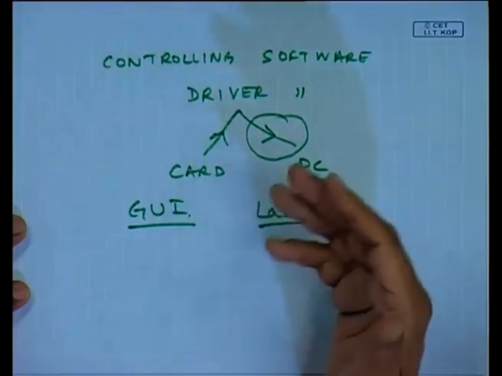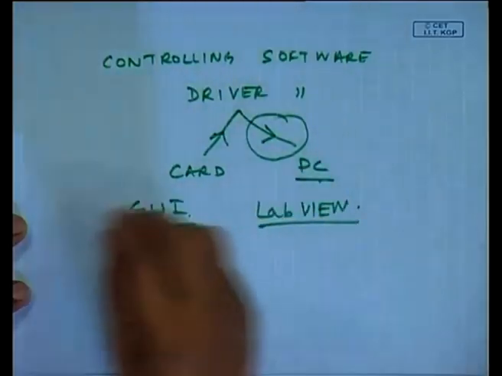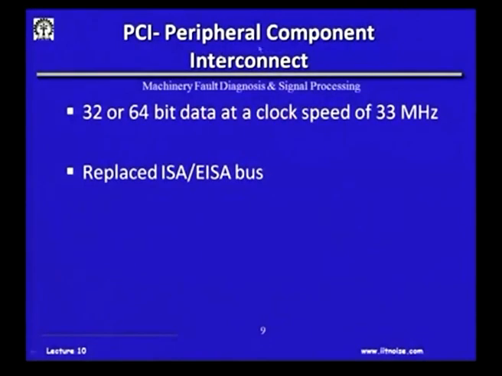Okay. So, as and when I go to the market to buy an A2D card, my objective is to transfer my real world machinery signal data, which has been measured by a transducer, in digital form quickly to my computer. I would have done a very nice conversion, but if I cannot transfer it to my PC, it is no good. And then we have this PCI, which is either 32 or 64 bit data at a clock speed of 33 megahertz, and this has replaced the ISA and ESA bus.